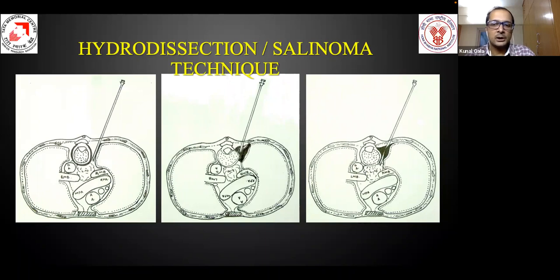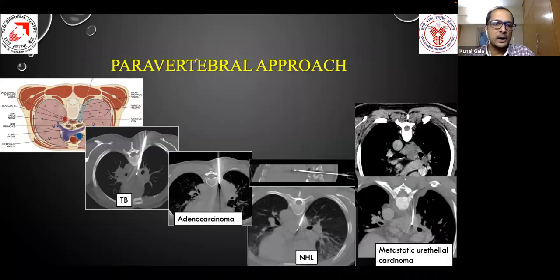So after doing hydrodissection, one can enter the posterior mediastinal lymph nodes. Here generally our protocol is we use 1 cc of lignocaine followed by 9 cc of normal saline, so that there is not much pain to the patient. This is how we can do hydrodissection, by displacing the parietal and visceral pleura and thus avoiding the pneumothorax. So this is the most common approach if the lesion is located in the subcarinal region.